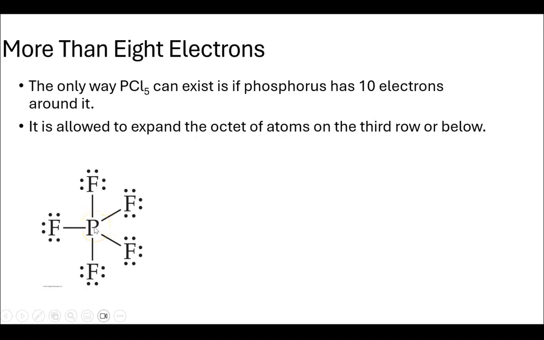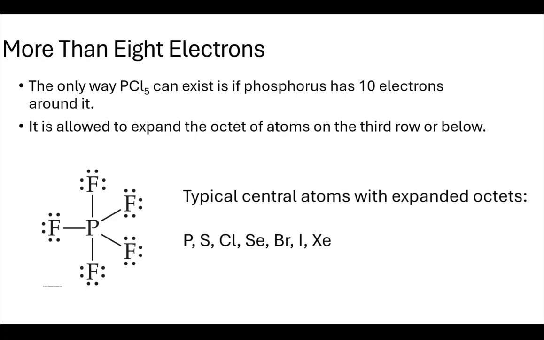So there are certain central atoms that can expand their valence shell. And they are elements that are in period 3 or below. So in other words, things that are in period 3, period 4, period 5. We're really not going to go further down than period 5. What would be some typical elements that we would see as central atoms having expanded octets? That would be phosphorus, like we've got here, sulfur and chlorine, which are in the same period as phosphorus, selenium and bromine, which are in period 4, iodine and xenon, which are in period 5.